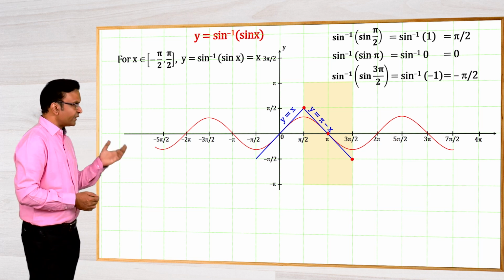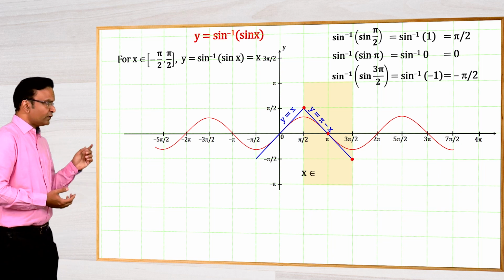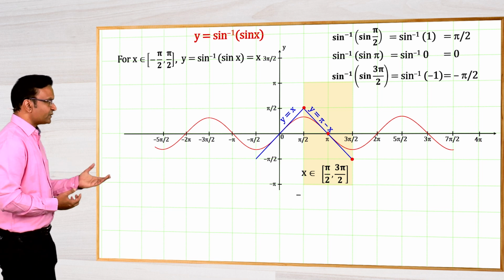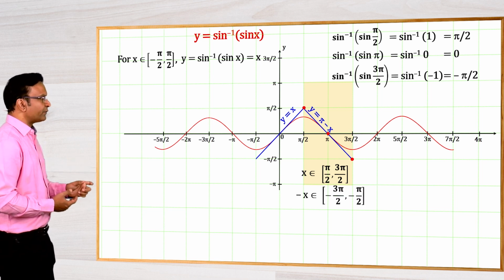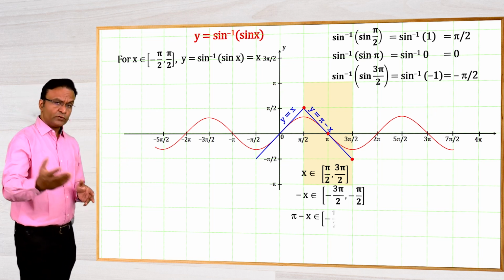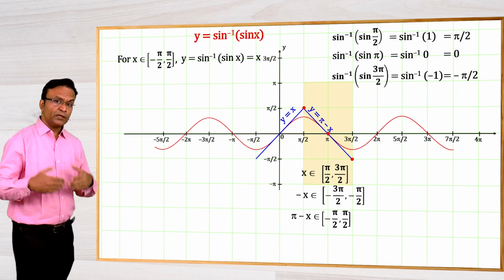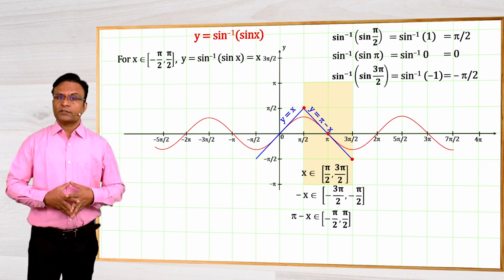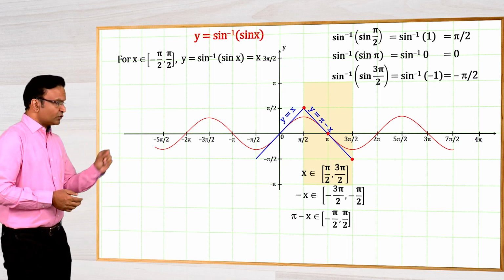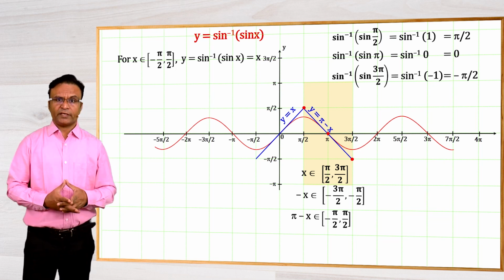We can also check the values of pi minus x. Here x lies between pi by 2 to 3 pi by 2. So the values of minus x will lie between minus 3 pi by 2 to minus pi by 2. And if I add pi to this, the values of pi minus x will lie between minus pi by 2 to pi by 2, which are the principal values of function sine inverse of sine x. This means the straight line we drew, y is equal to pi minus x, is correct.